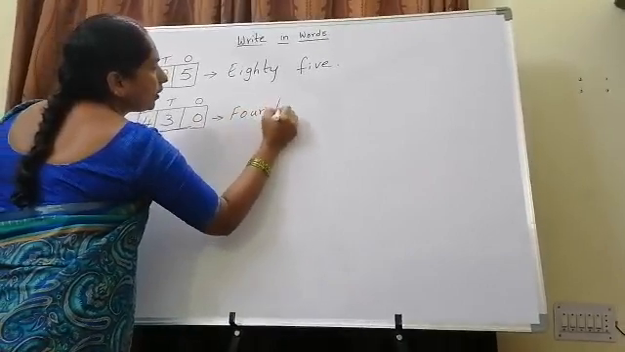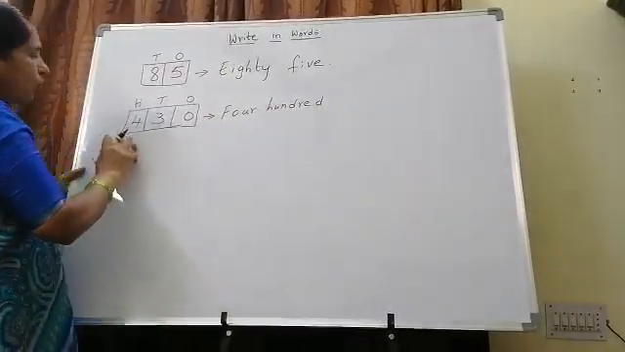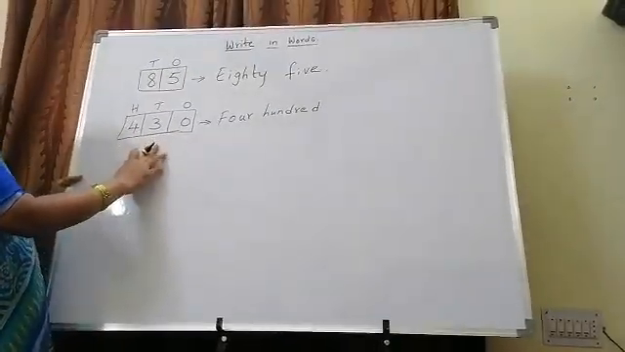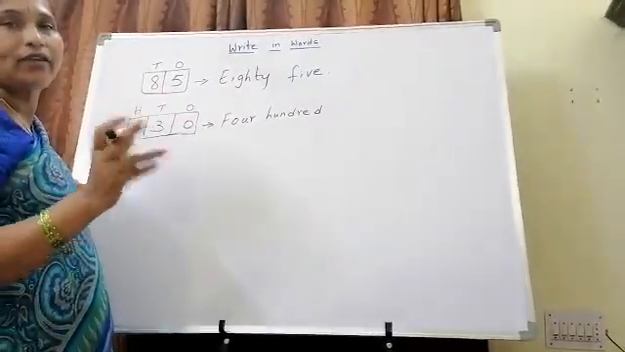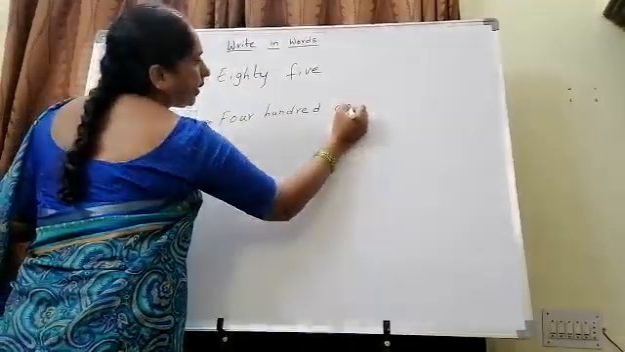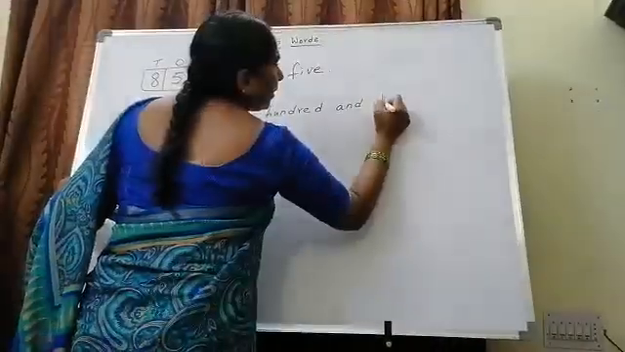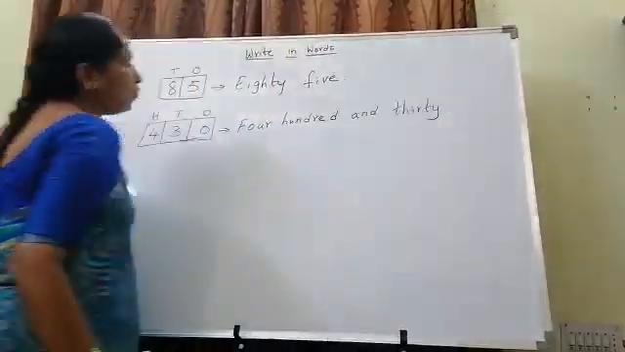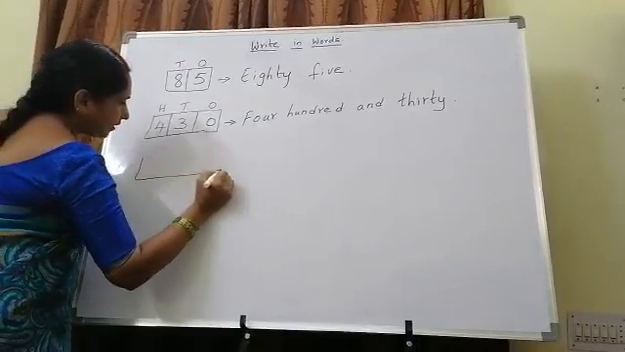F-O-U-R, 4, H-U-N-D-R-E-D, 100, 400. After 400 what is there? 30. After 100 you have to say and. 400 and, A-N-D, and. 30, T-H-I-R-T-Y, 30. 430.